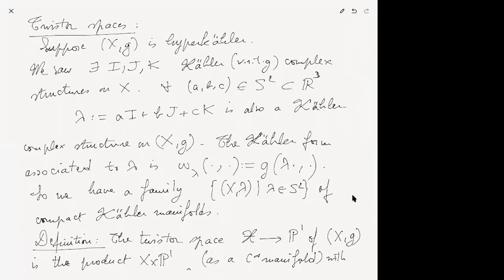And this P1 is the P1 of the Kähler complex structures. And the Kähler form for each of those Kähler complex structures is what you have here, this omega sub lambda. Now each time you have one of these, you can produce many more, in fact. That uses the Calabi-Yau theorem. So let me explain what the Calabi-Yau theorem is. This is Calabi's conjecture, and it was proved by Yau.